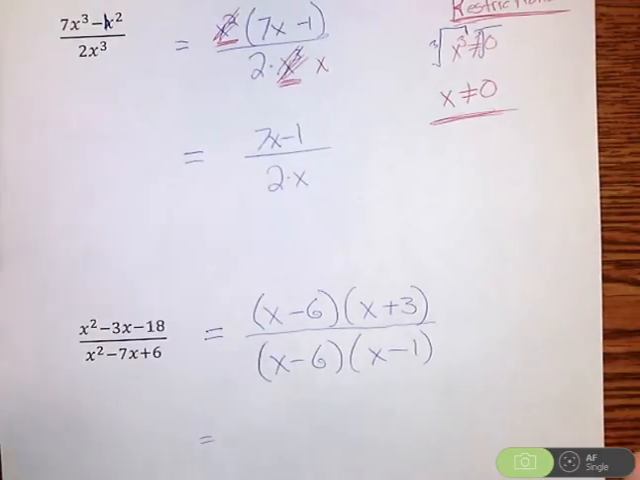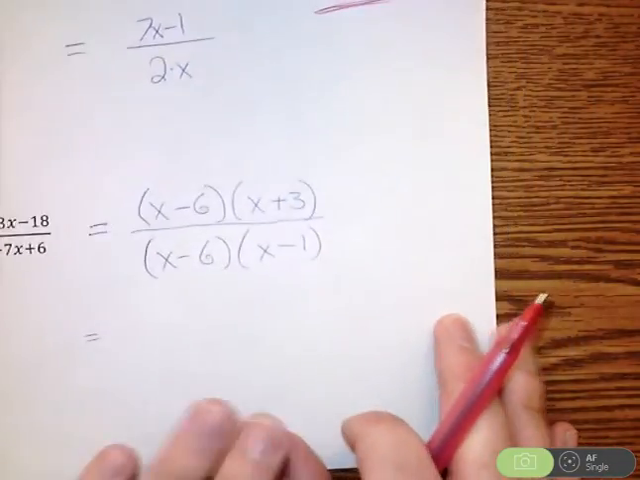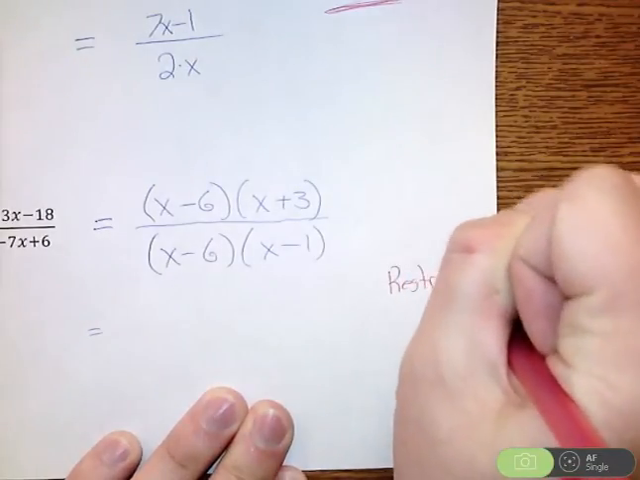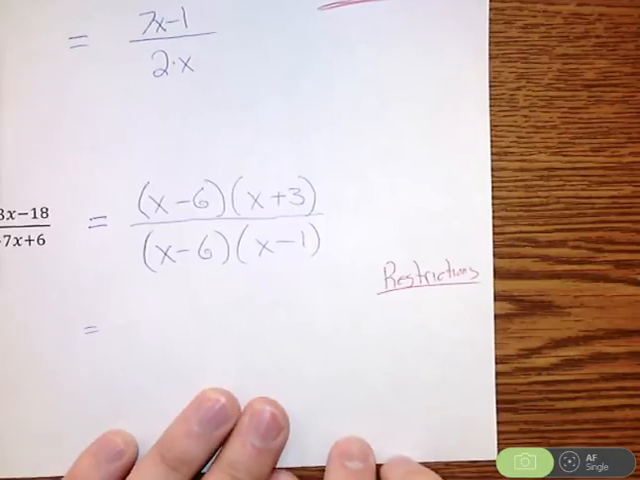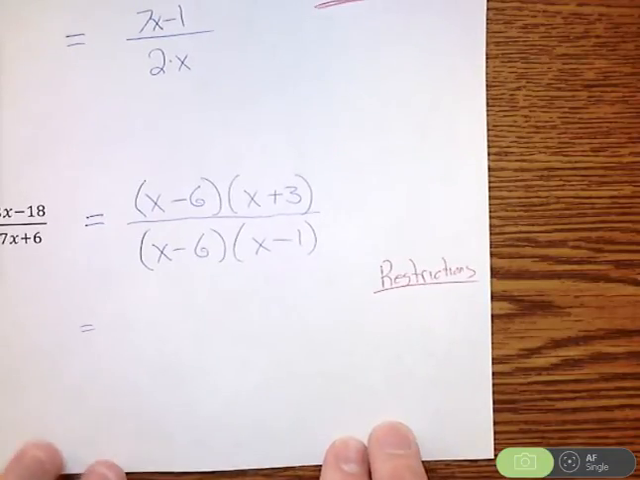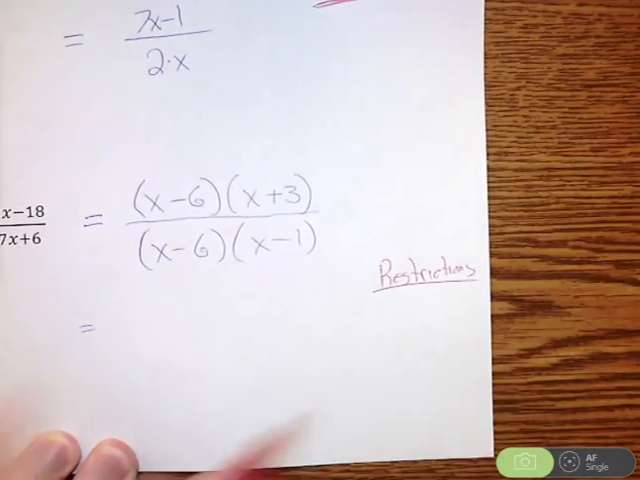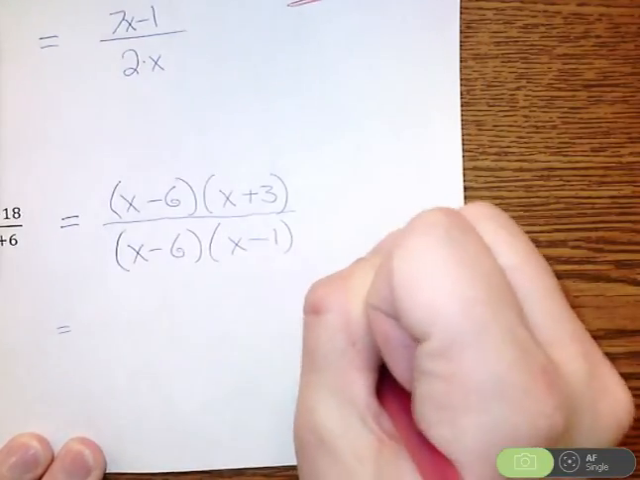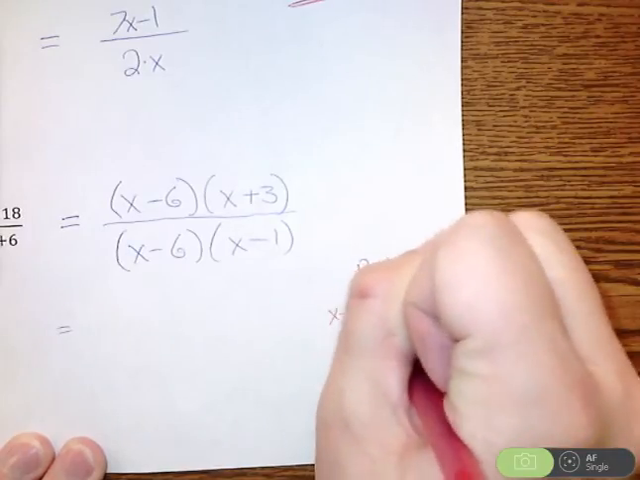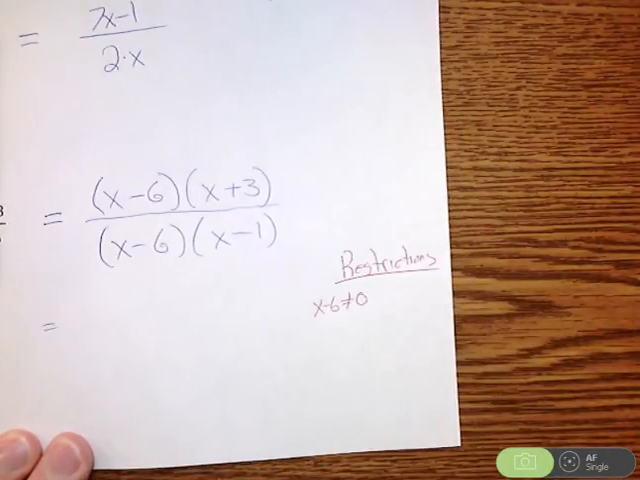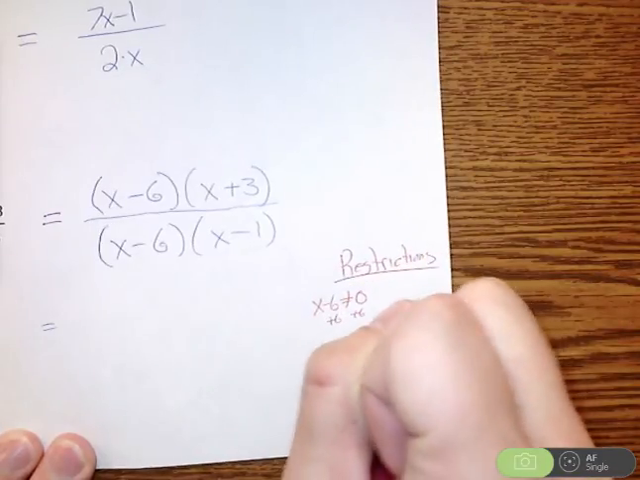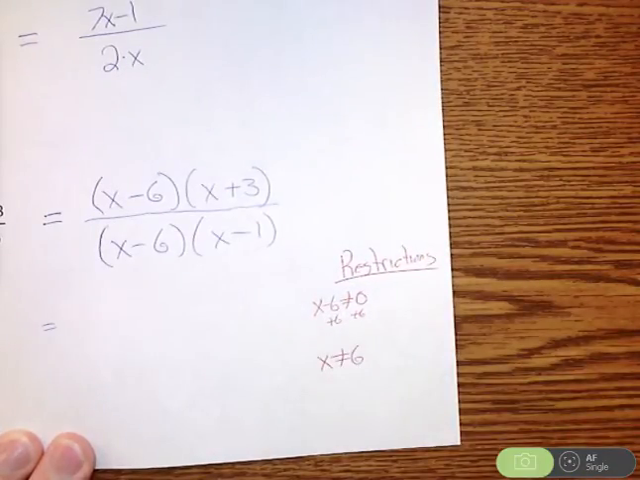Now that I've factored, I'd like to talk about restrictions again, and I want those figured out. Remember, we do not want the bottom equal to 0, because we cannot divide by 0. So I'm going to take each factor, set it equal to 0, and solve. x minus 6 cannot be equal to 0. If I add 6, I get x cannot be 6. That's one of my restrictions.